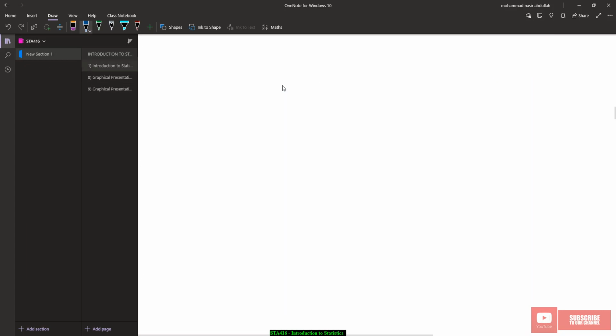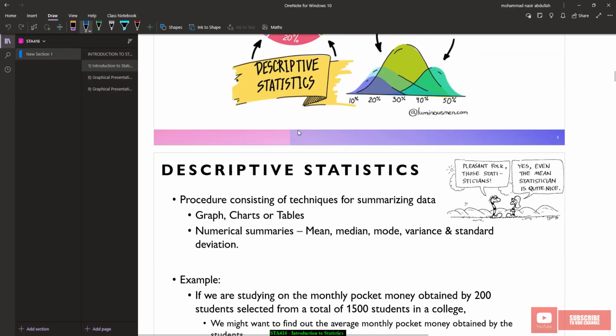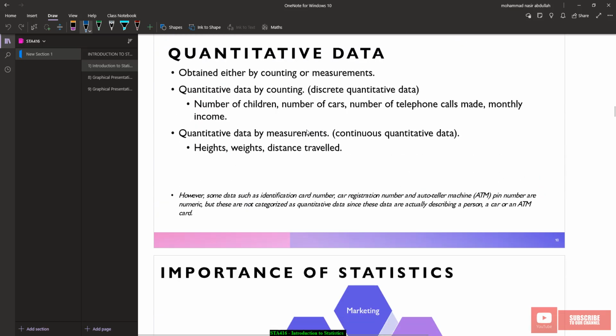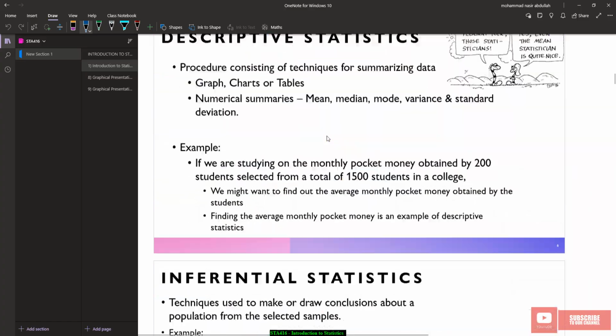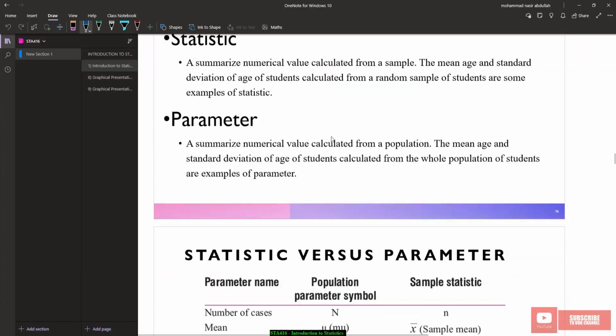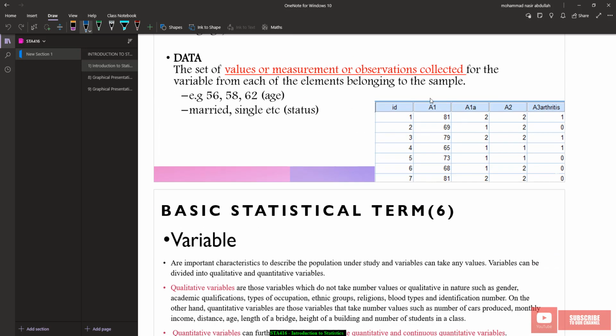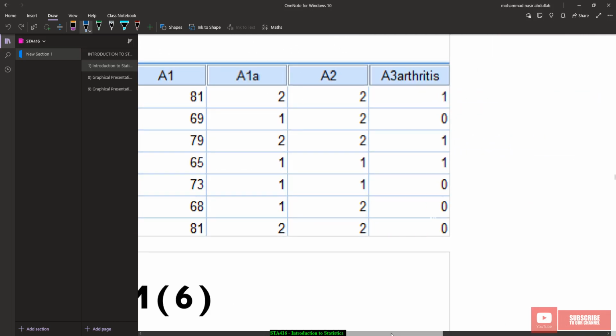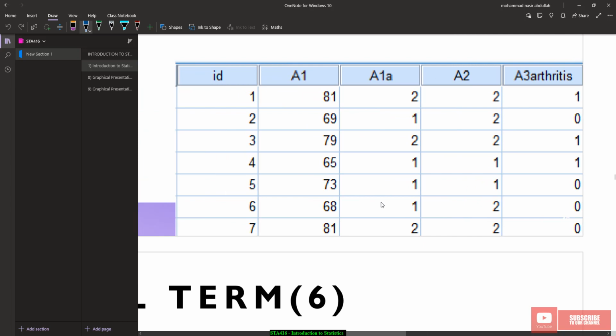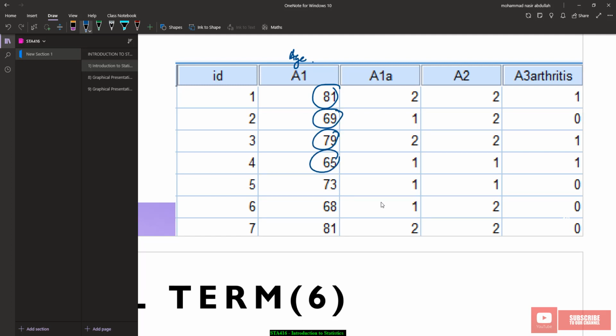Right. So let's look a bit here, on my slide. So what is data? If you see here, right? Data is the value that we collected. Let's say this is age, right? So age 81, 69, 79, 60, 65. All of these are called data.